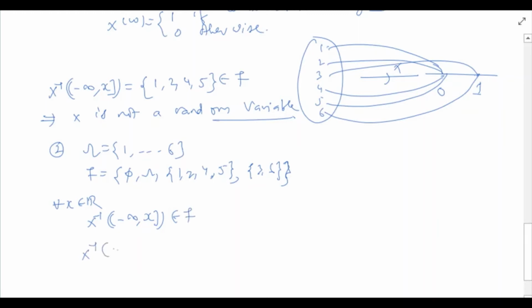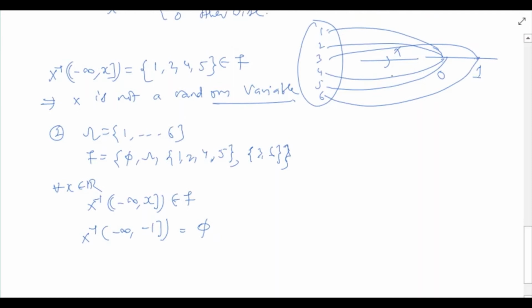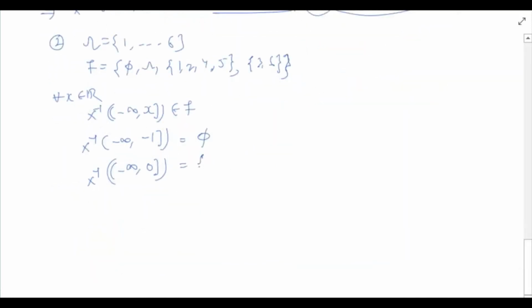For instance, X inverse of (minus infinity, minus 1]. This would be the set of all points whose image is less than or equal to minus 1. So this is clearly the empty set. No point has image less than or equal to minus 1. X inverse of (minus infinity, 0], the pre-image of (minus infinity, 0], would be {1, 2, 4, 5}. And this is now clearly an element of the event space. Similarly, X inverse of (minus infinity, 1] will be the whole space omega. So clearly this is also in script F.